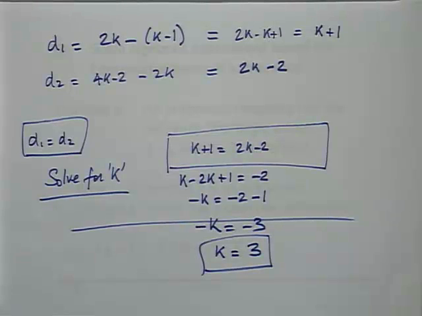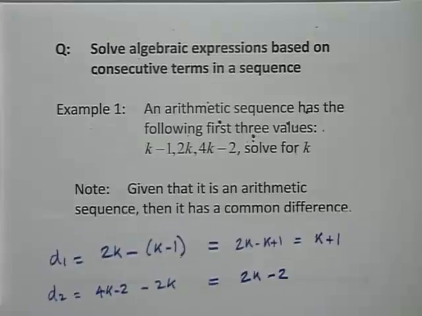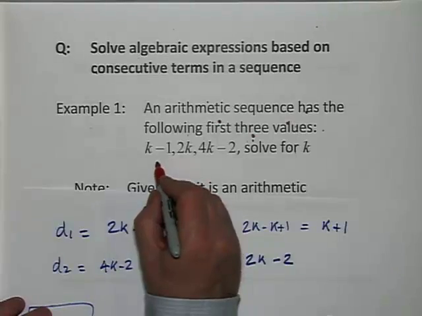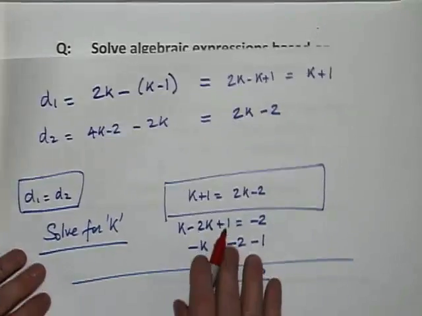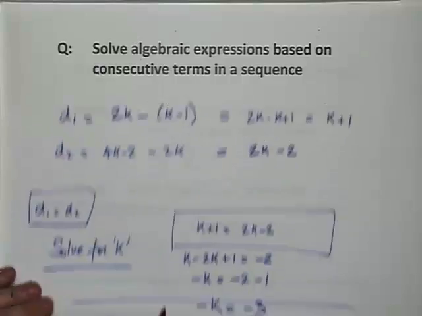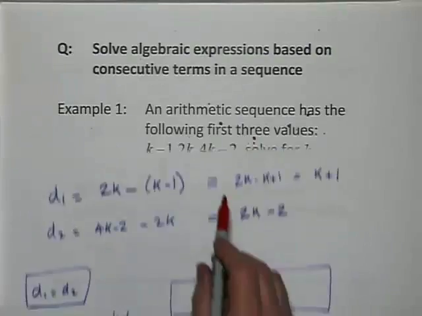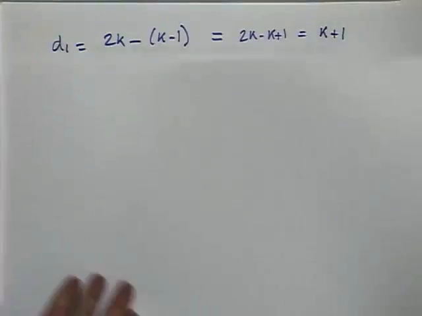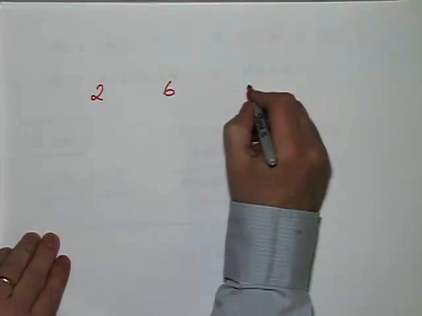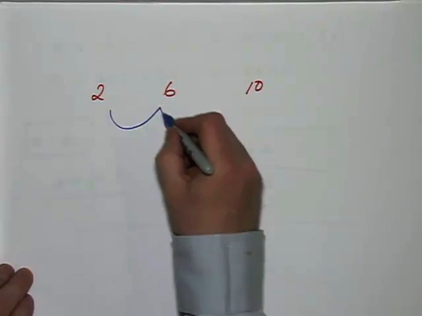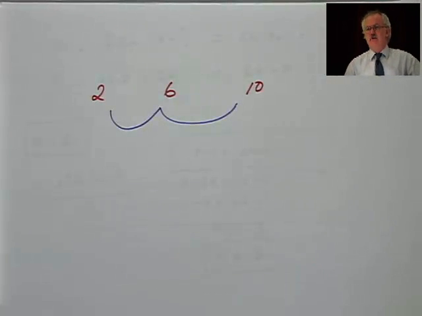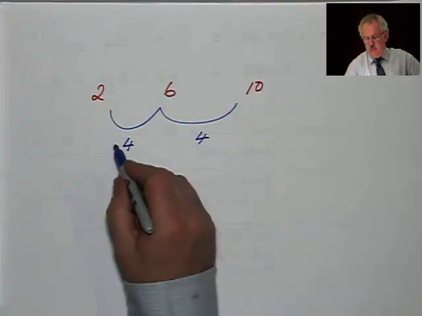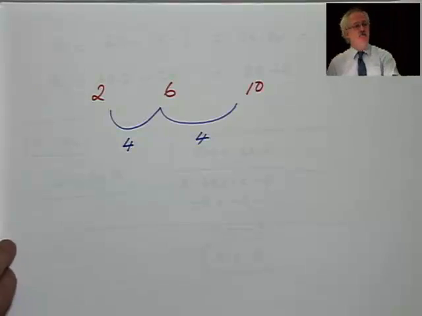Now, if that's right, let's go back to the original sequence, and it said it was k minus 1. So if k was 3, k minus 1 would be 3 minus 1, which is 2. 2k would be 6. And 4k would be 12. Minus 2 would be 10. So 2, 6, and 10. Does that look to you like an arithmetic sequence? 2 plus what gives you 6? 4. 6 plus what gives you 10? 4. Common difference. Solved. Okay?